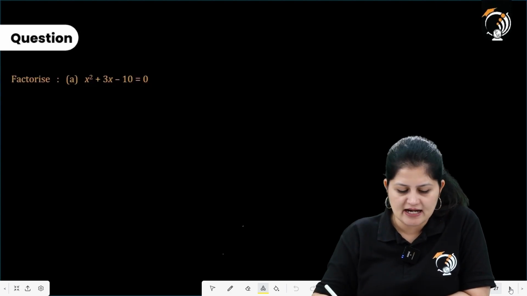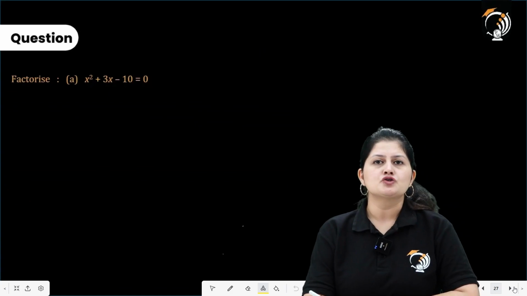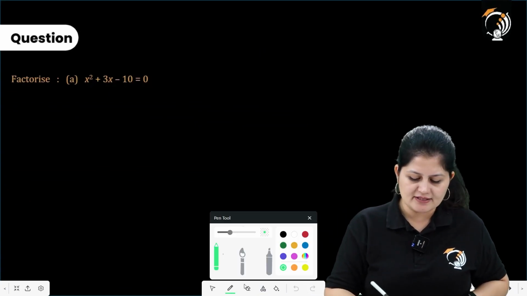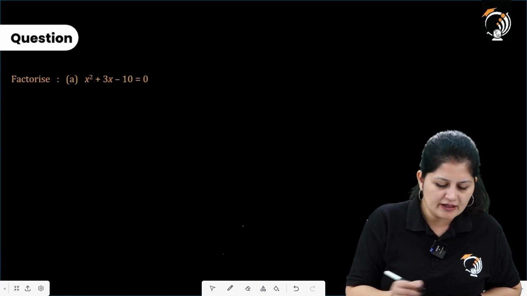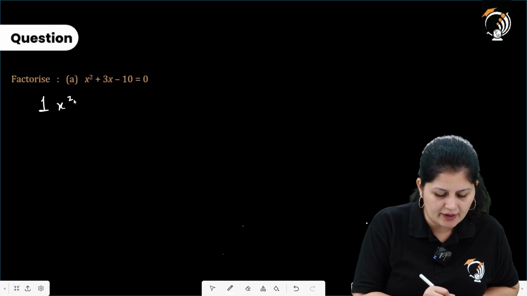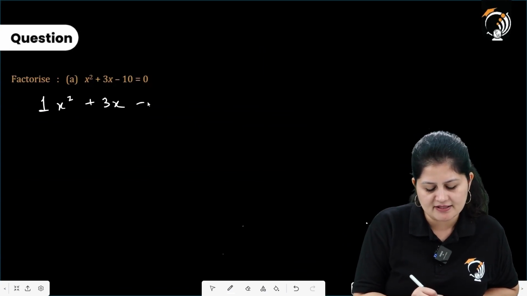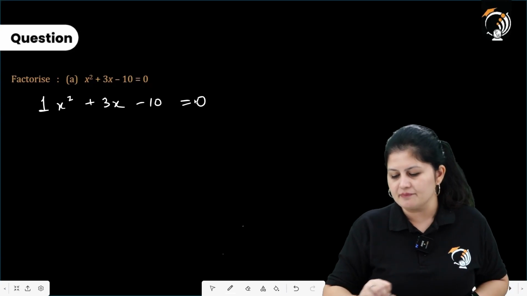Okay, so let's understand this with the help of an example. Here, how can we write this equation? We can simply write it as 1x square plus 3x minus 10 is equal to 0. It can be written like this.